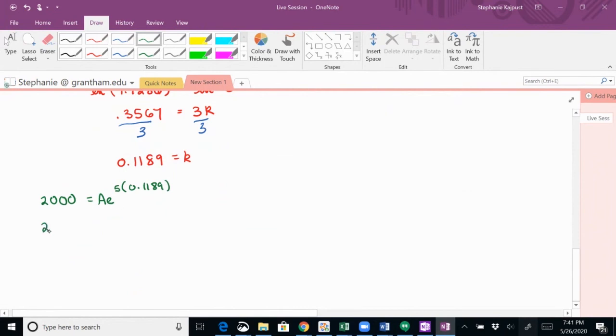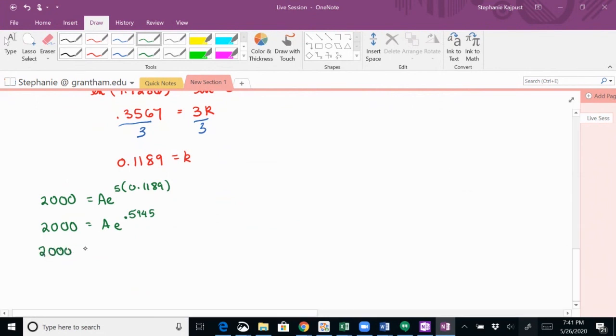So I'm going to first multiply the values in our exponent. So 5 times 0.1189, that gives me 0.5945. Now e to the 0.5945, I'm going to evaluate that. There's a button on my calculator that allows me to do that. I want to make sure I type that in correctly.